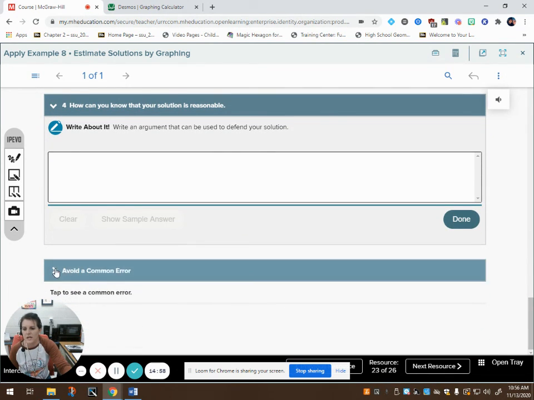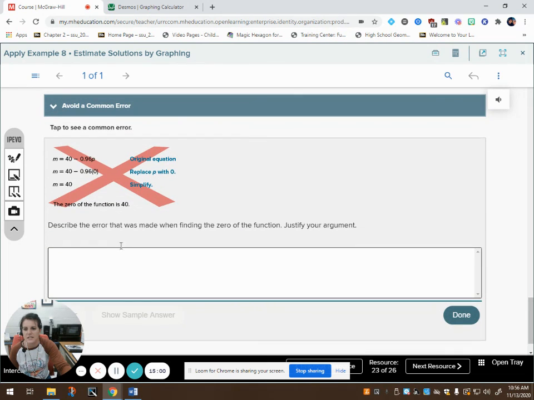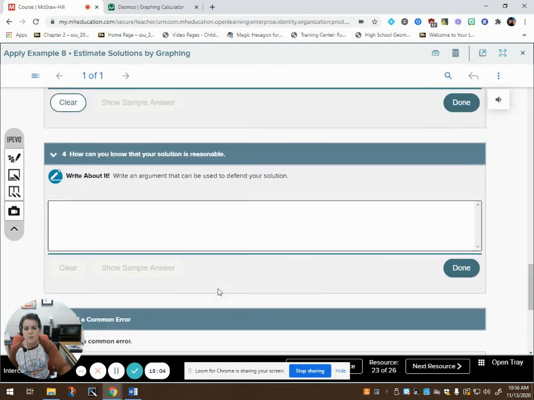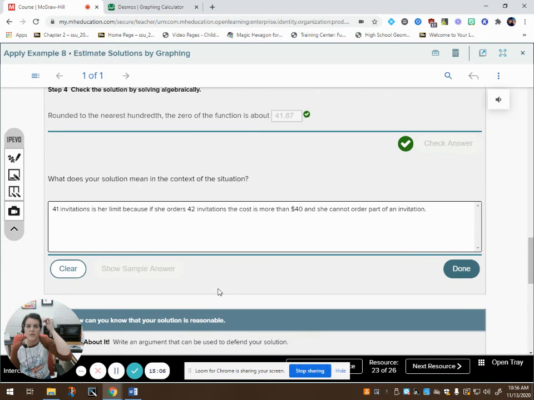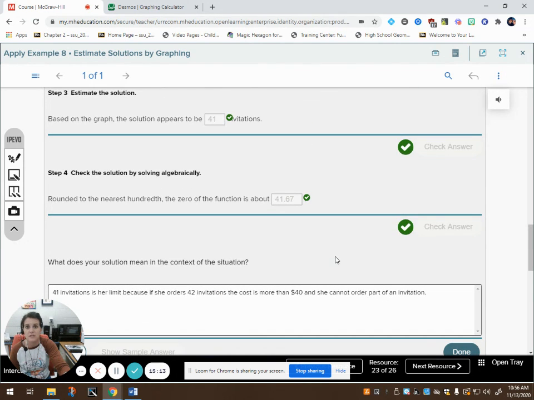And then avoid a common error. The common error is to think that, well, since she can order 41.667, we're going to round it up to 42. No, that doesn't make sense. We can't round it up to 42 because then she's going to spend more money. So make sure to logically reason through these as you are doing them and think about what makes sense.